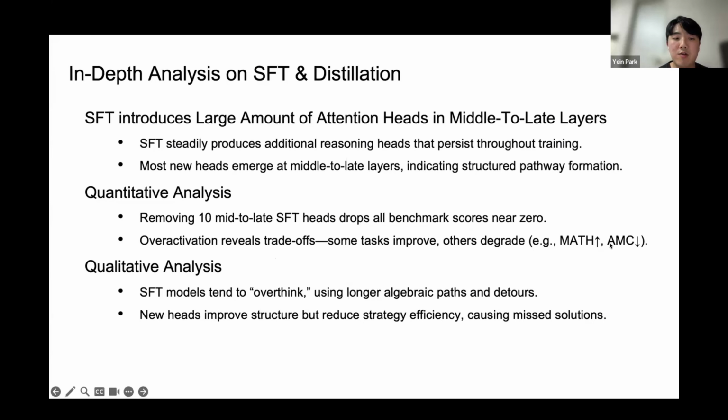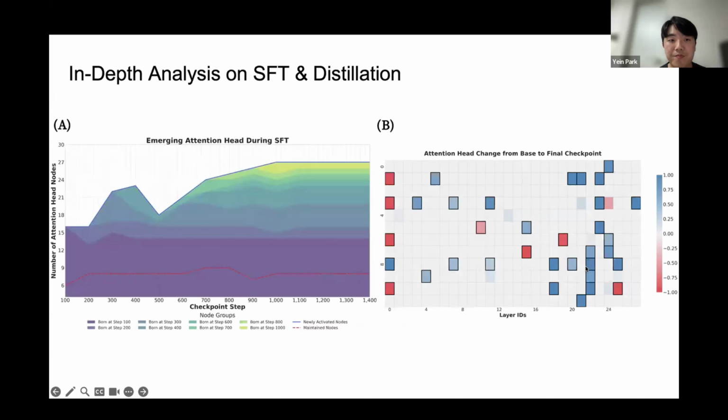Like the math score is increased when we overactivate, which is scaling up those attention heads, but some of the other benchmarks like AMC also decreased. So this means simply scaling up those heads is not how SFT works, and it comes with some trade-offs for these whole emergent attention heads. And we also do qualitative analysis, like SFT models tend to overthink, using too long algebraic paths or detours. And new heads improve structure but reduce strategy efficiency, causing missed solutions.